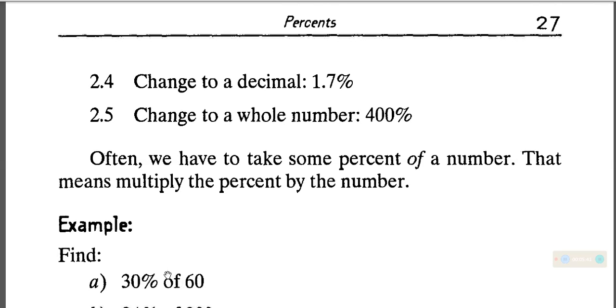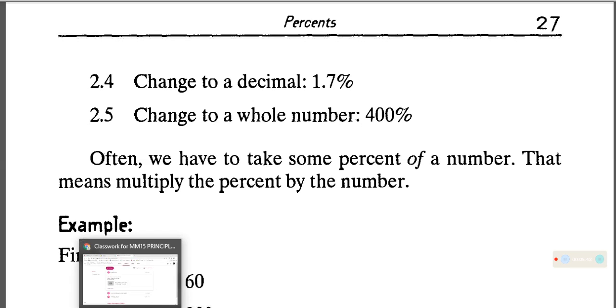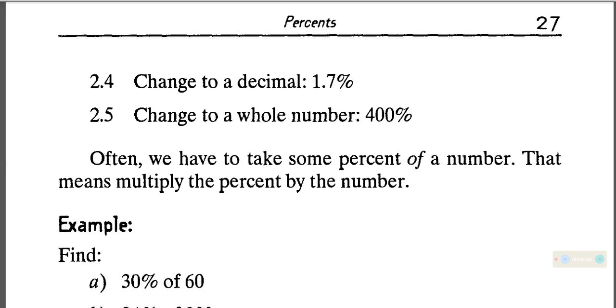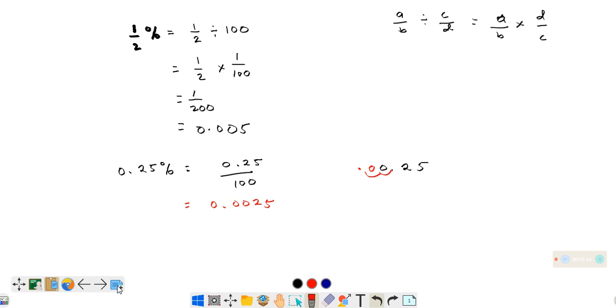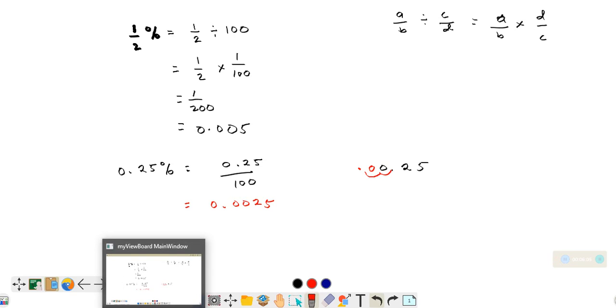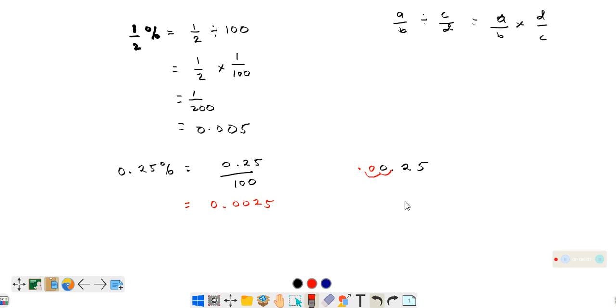So often, we have to take some percent off a certain number. That means multiply the percent by the number. So, ang translation natin dito, pag nakita nyo yung salitang off, ibig sabihin nun, multiplication ang operation. So, punta tayo sa board ulit. Lagay tayo ng panibagong sheet. 30% of 60.